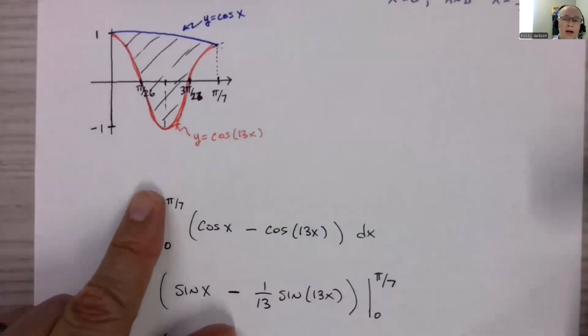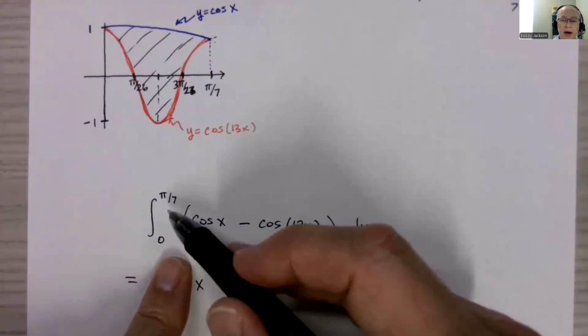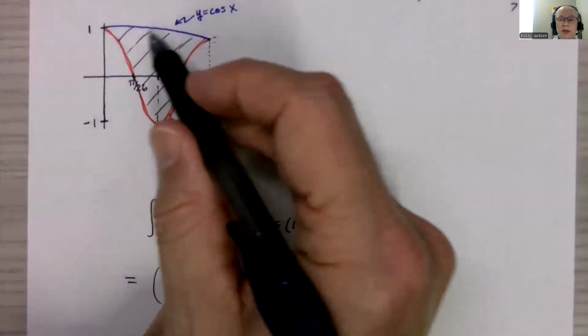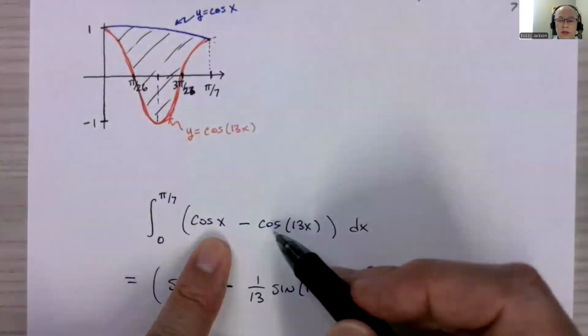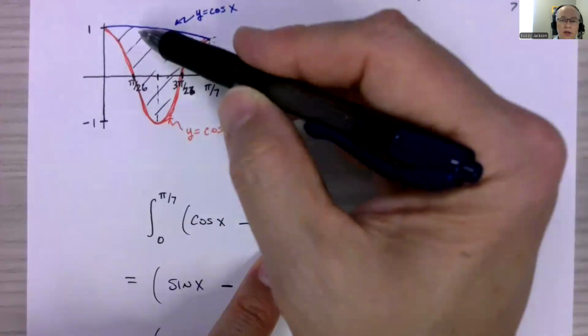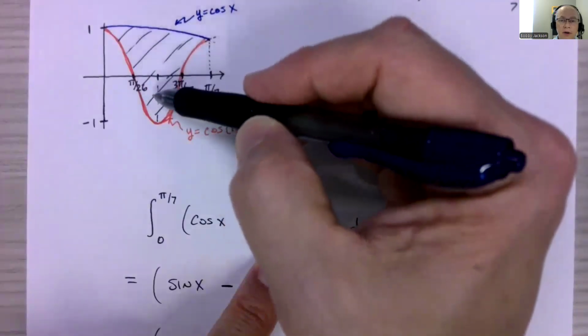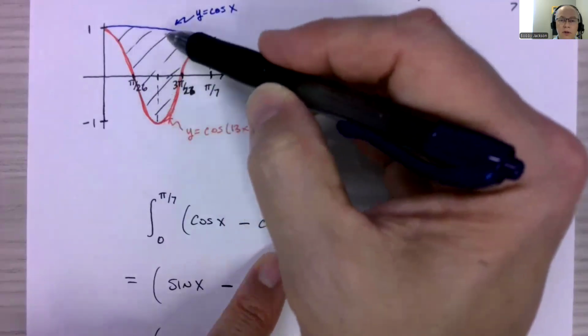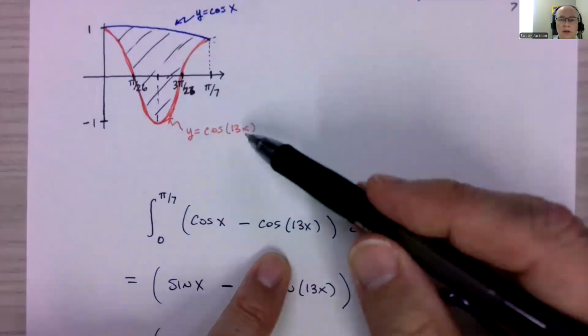But from that, you should have the following integral. From 0 to pi over 7, the top function is the cosine of x. The bottom function is cosine of 13x. So it's top minus bottom, right? This region is vertically simple. Any vertical line will have the same top function, the blue curve, the cosine function, and the same bottom function, the red curve, cosine of 13x.